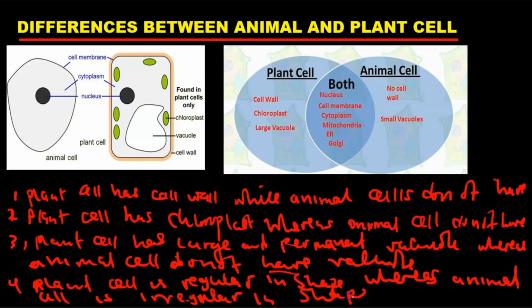So these are some of the differences that are there between plant cell and animal cell. So in terms of shape here, add shape, okay, in terms of shape.